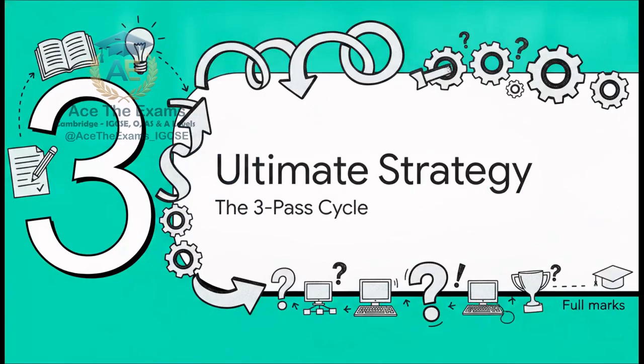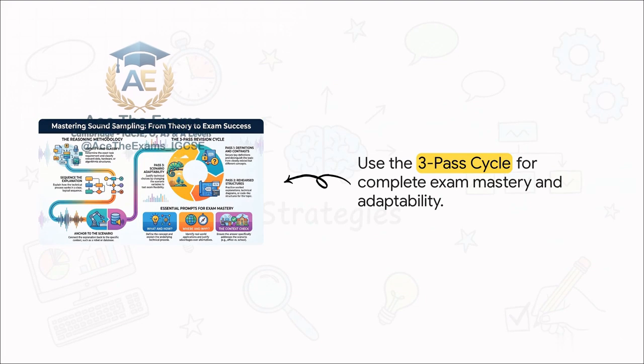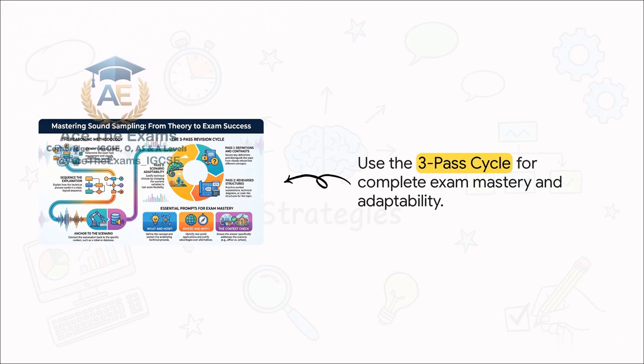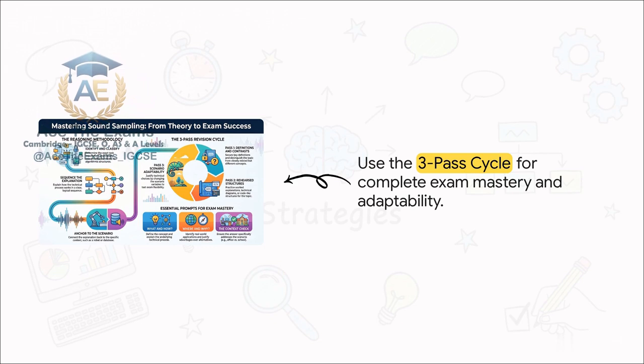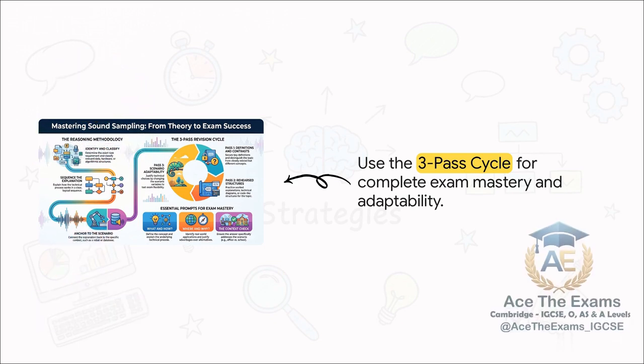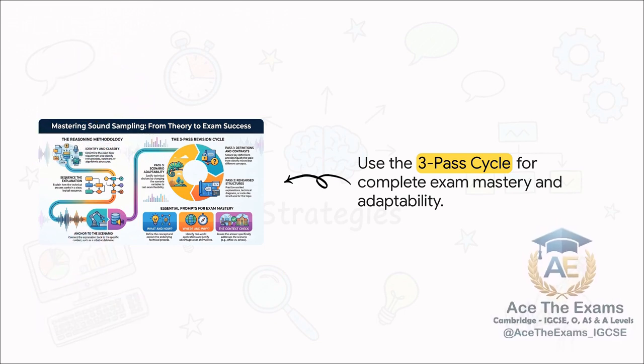All right, let's bring it all home with Section 3, the ultimate exam strategy, the 3-pass cycle. To tie everything we've talked about together, we use the 3-pass revision cycle. This is literally your definitive blueprint for success. Pass 1 is all about securing your foundational definitions and contrasting closely related terms, like knowing the exact difference between a router and a modem, like we discussed.